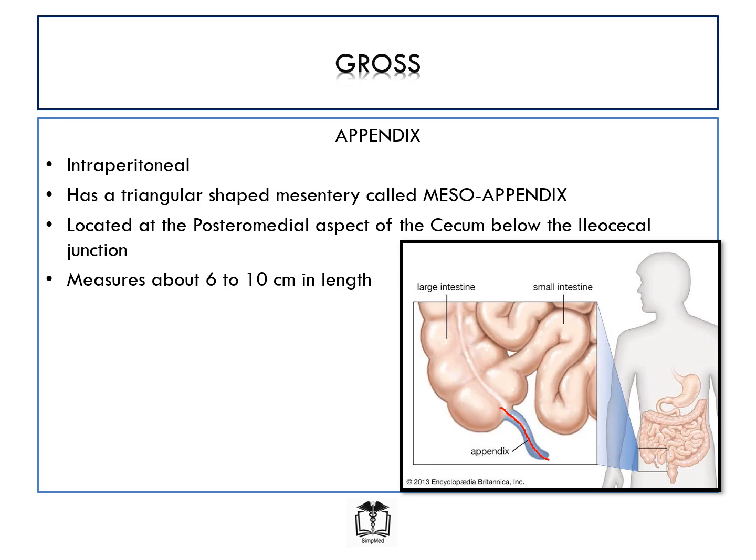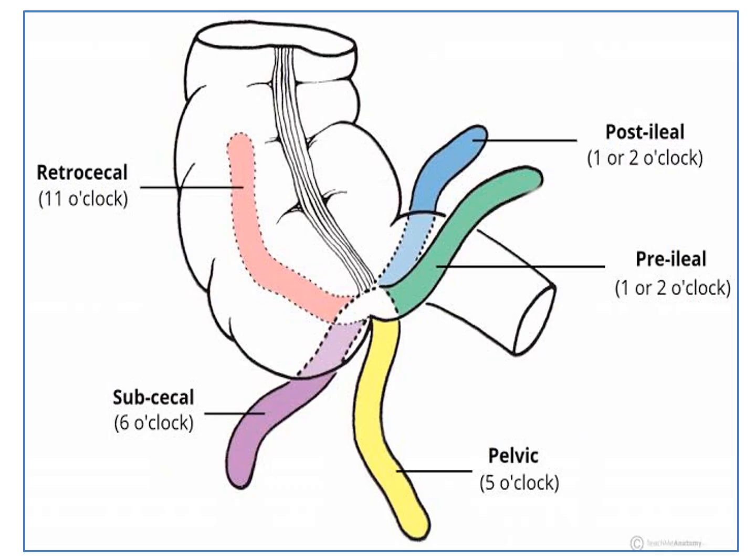We see a picture that shows the different positions that the appendix could be in. So this image depicts for us the different positions of the appendix. There are majorly 5 types of positions that we could find the appendix in whenever we are dissecting a cadaver, or we are doing surgery. Maybe we're doing a surgery on the appendix, like an appendectomy. We could meet the appendix in any of these 5 different positions.